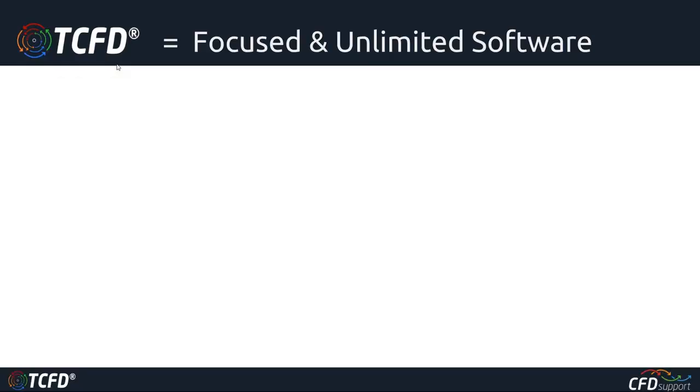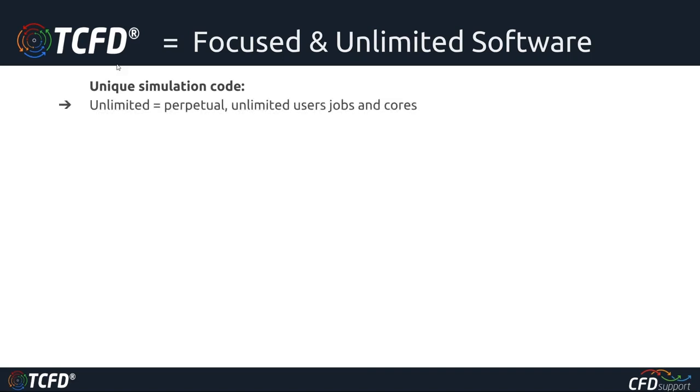TCFD is a unique CFD code because it is unlimited, which means our clients or users can keep it forever, and they can use it for an unlimited number of users, jobs, and cores, and use their resources to the fullest. TCFD is focused on particular workflows. For example, a fan engineer uses fan inputs, names, units, and results, and the same goes for a pump engineer or compressor engineer. TCFD is fully automated, so for this reason it is extremely effective. The automation also reduces the chance of human error. Automation is a big thing nowadays in CFD and CAE.